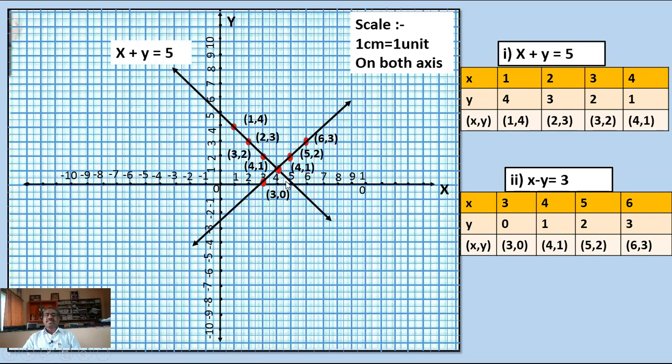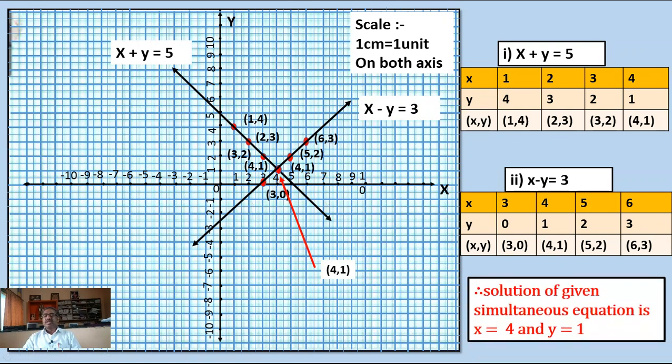When two lines intersect each other at this point, the coordinate of this point is (4, 1). X coordinate is 4, y coordinate is 1. Therefore, the solution of the given simultaneous equations is x is equal to 4 and y is equal to 1. This is the solution of the given simultaneous equations by using the graphical method.